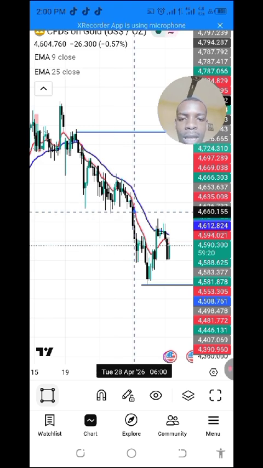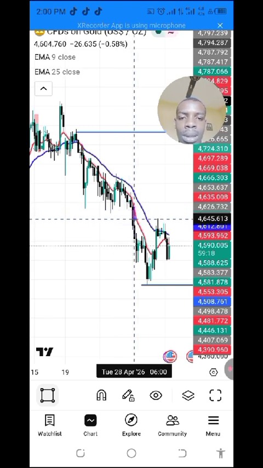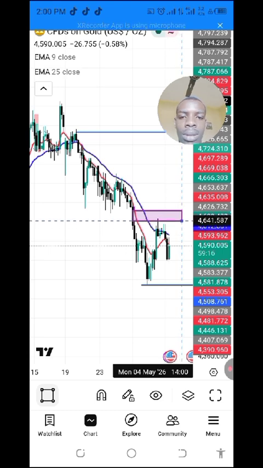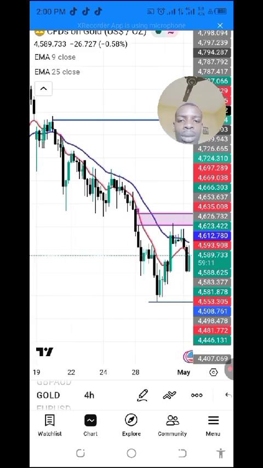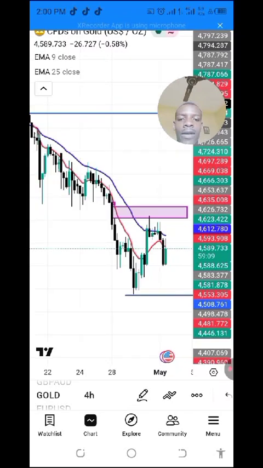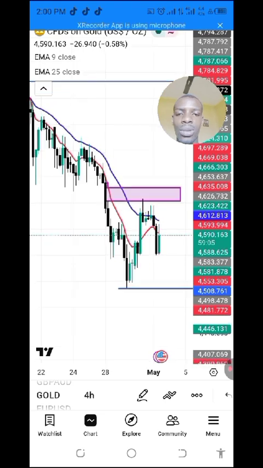You can see the fair value gap. Let's map out the fair value gap. This is the fair value gap. So this is how to break down the chart. Very simple, step by step, so you can be able to take a trade.